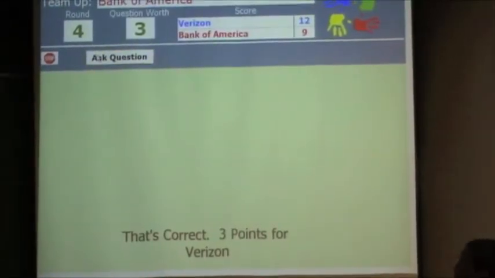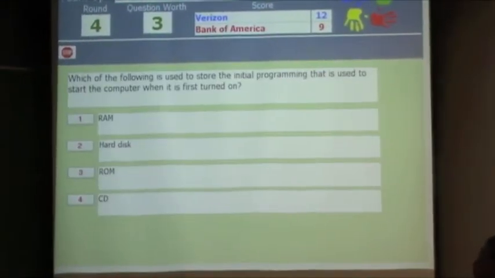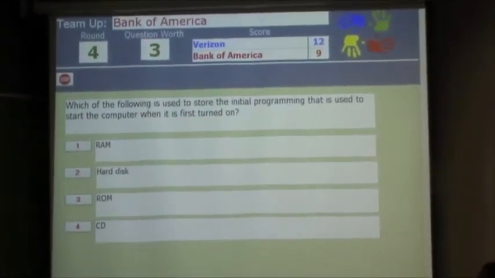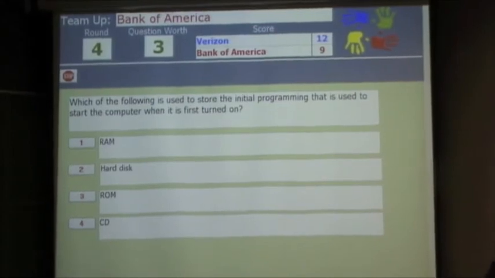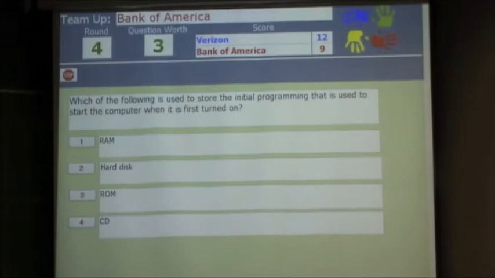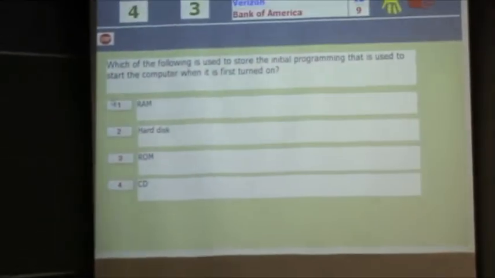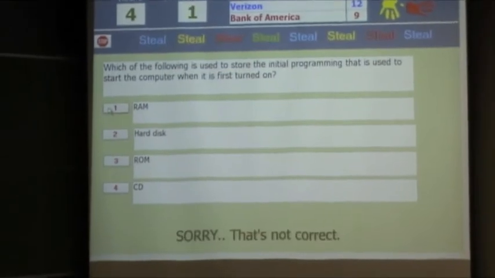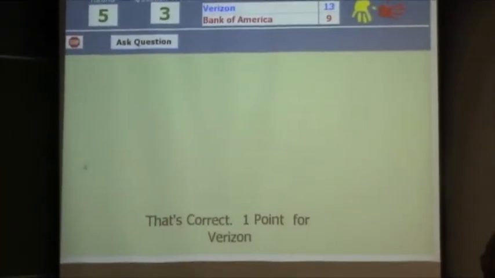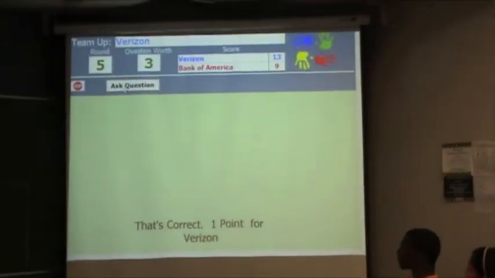Okay, Bank of America, question to you. Which of the following is used to store the initial programming that is used to start the computer when it is first turned on? 1, RAM. 2, hard disk. 3, ROM. 4, CD. 1, RAM. Sorry, that is not correct. Verizon, would you like to steal? Number 3. I'd say that's a yes. Okay, that's correct.